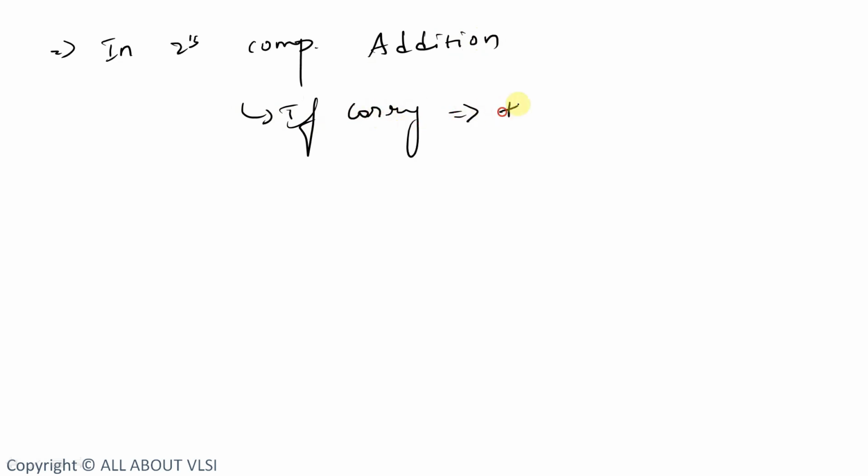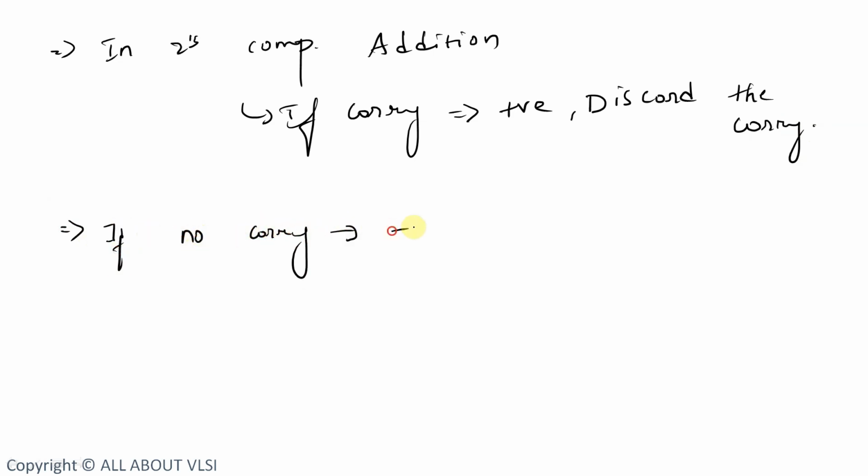So in 2's complement addition, if I'm getting a carry, then my number is positive and you can discard the carry. You are not going to do anything, you will just discard the carry. And if you are not getting any carry, then the number is negative. If you are getting a carry, the number is positive and you can just discard the carry, but if you are not getting any carry, then the number is negative.